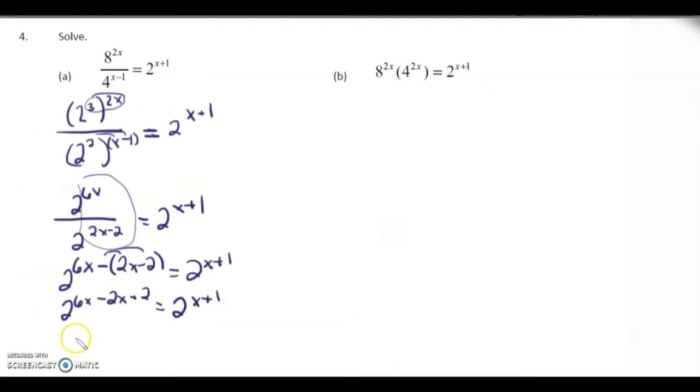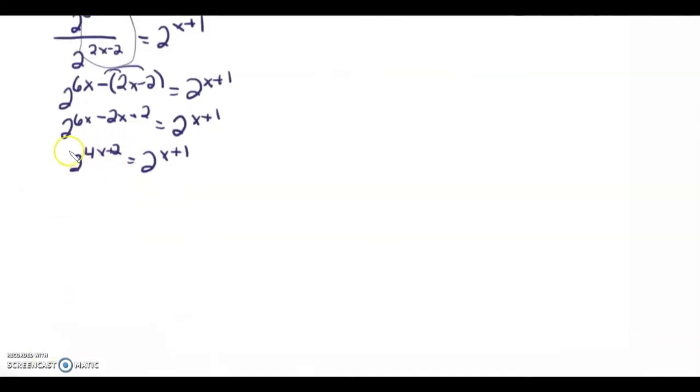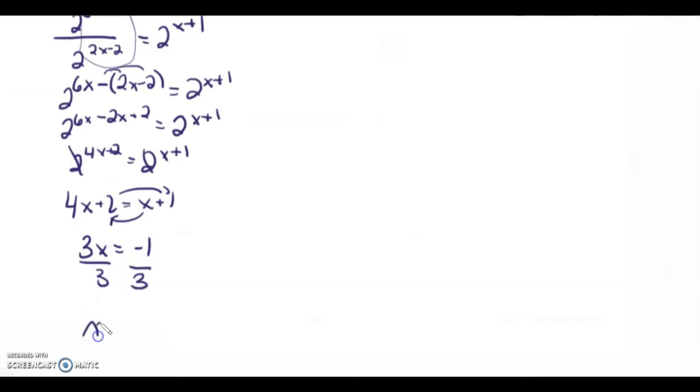Okay, so what I'm left with is 2 to the 4x plus 2 equals 2 to the x plus 1. Okay, at this point, I can drop the bases because we only have the 2 bases. So go ahead and drop the bases. I get 4x plus 2 equals x plus 1. Okay, bring this x over, bring that 2 over. I'll get 3x equals negative 1. So I get x equals negative 1 over 3.